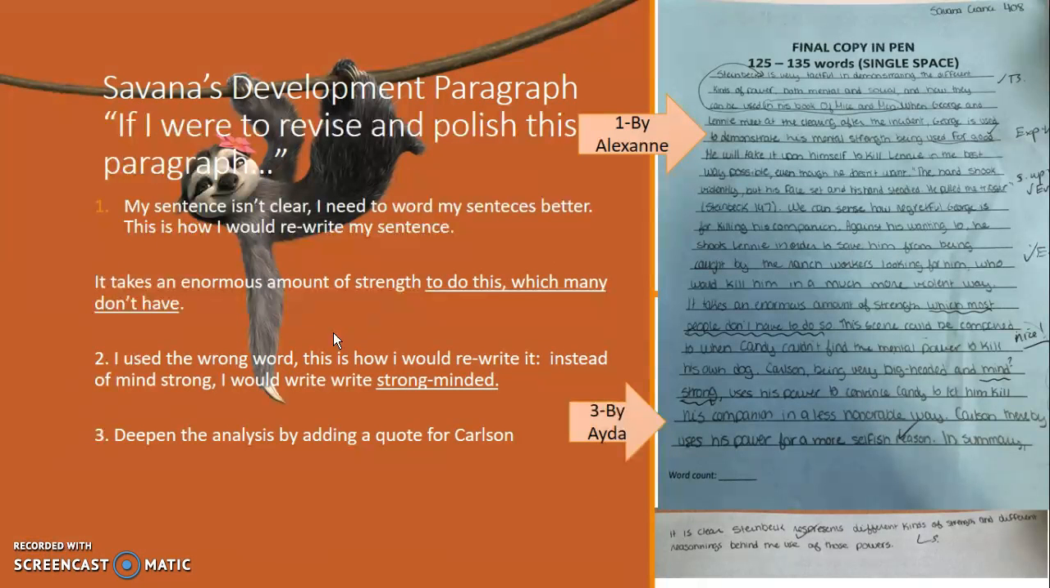So if I were to revise and polish my paragraph, there's one sentence in my text that isn't clear, so I need to word my sentences better. This is how I would rewrite the sentence. It takes an enormous amount of strength to do this, which many don't have. Secondly, I used the wrong word, so this is how I would rewrite it. Instead of using mind strong, which actually isn't a word, I would write strong-minded. And lastly, I would deepen the analysis of my text by adding a quote from Carlson.